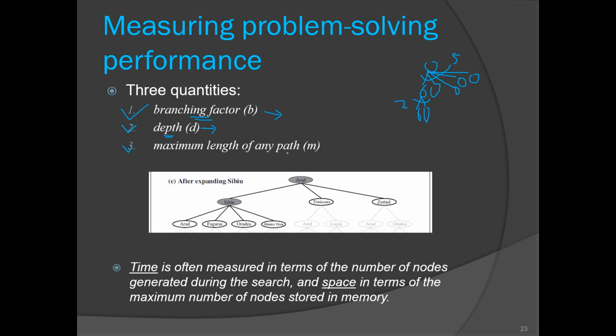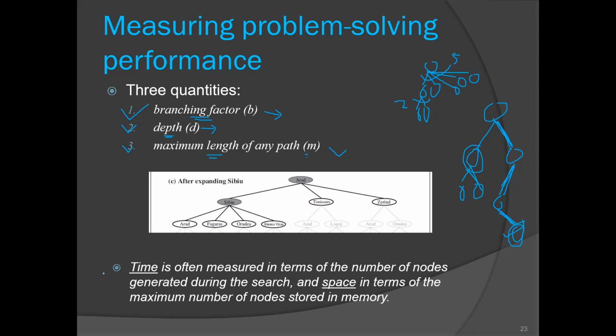Then m is the maximum length of any path. Consider this tree. We can have a goal here or a goal here. Now the depth of this tree would be 1, and the maximum length m would be 1, 2, 3. So it is the maximum number of actions needed to reach the deepest node. Here m would be 3.